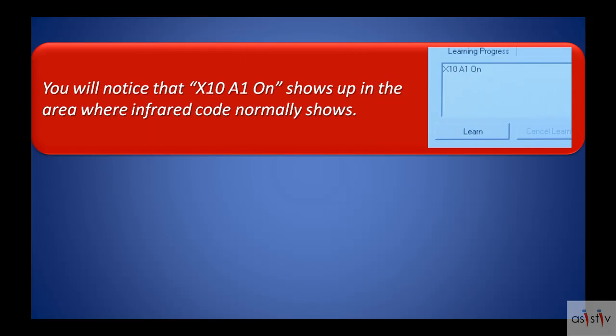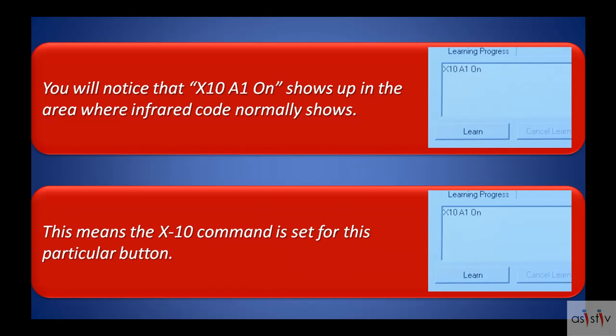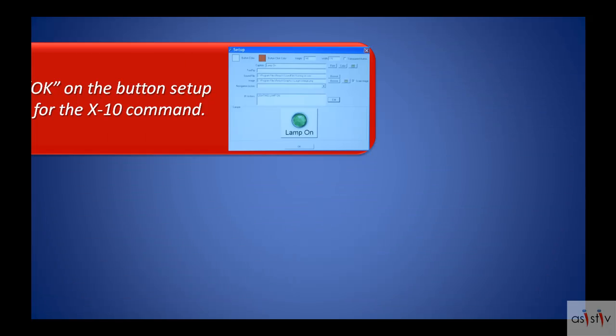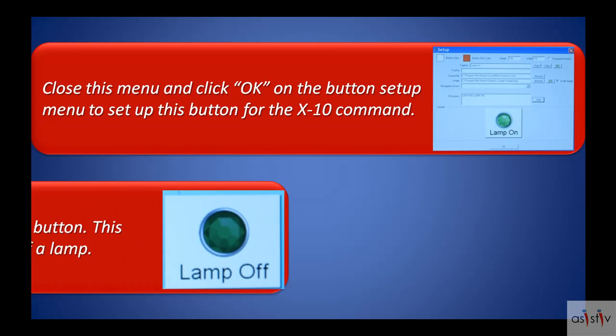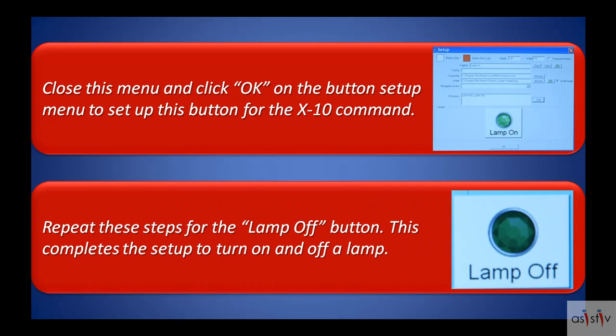You will notice that the X10A1 on shows up in the area where the infrared code normally shows. This means that the X10 command is set for this particular button. Close this menu and click OK on the button setup menu to set up this button for the X10 command. Repeat these steps for the lamp off button. This completes the setup to turn off and on a lamp.